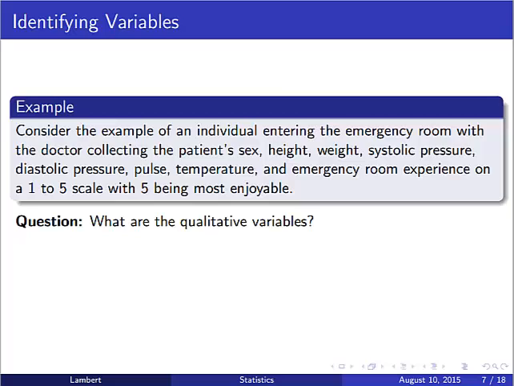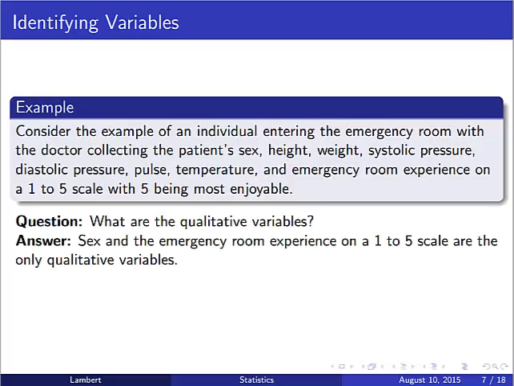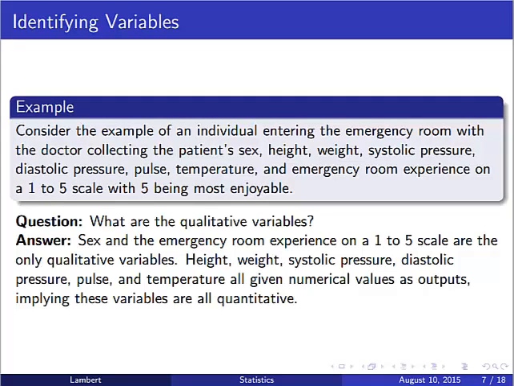Emergency room experience on a 1 to 5 scale. Notice those are numbers, but wait one second. If you think about it, you can change the 1 to 5 scale to be poor experience, very good experience. So basically what we're doing is putting a person into a category on how they felt about their emergency room experience. So the qualitative variables are the patient's sex and the emergency room experience on a 1 to 5 scale. Okay. Now moving forward, that means the only other type of variables are quantitative, so all the others must be quantitative. Okay.